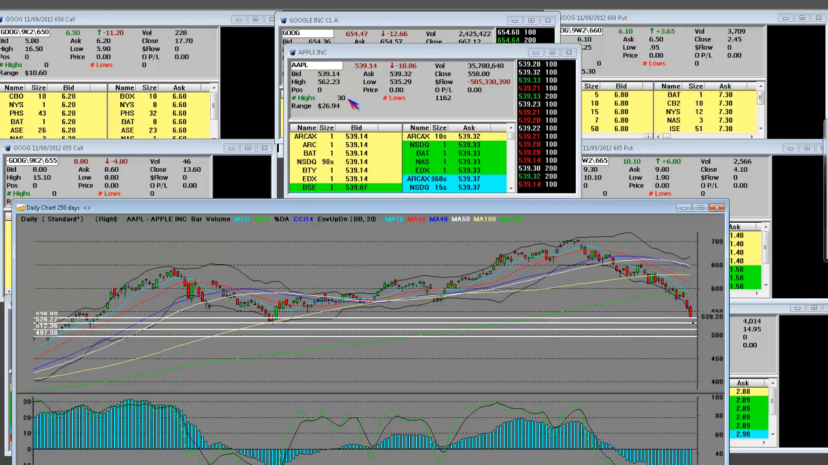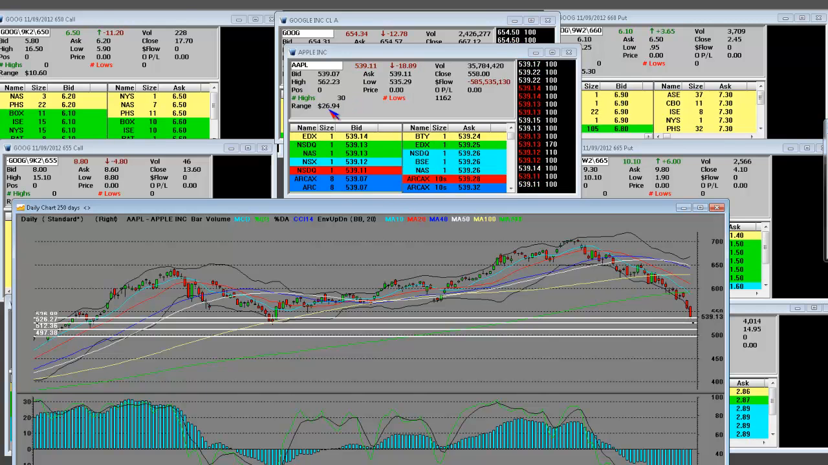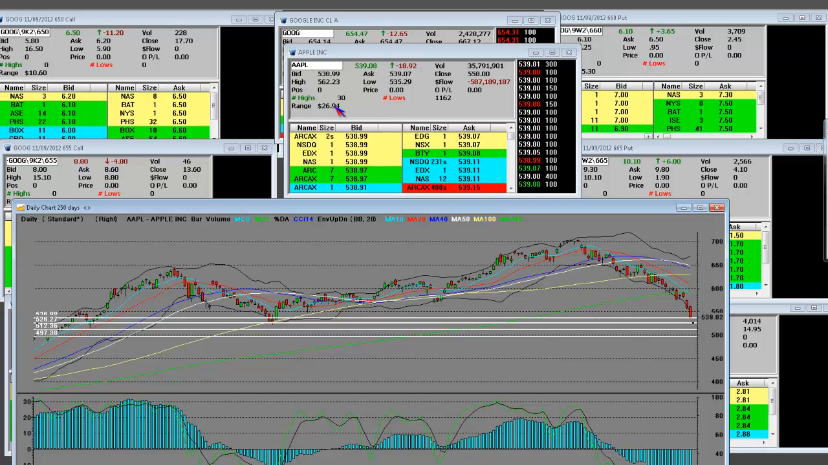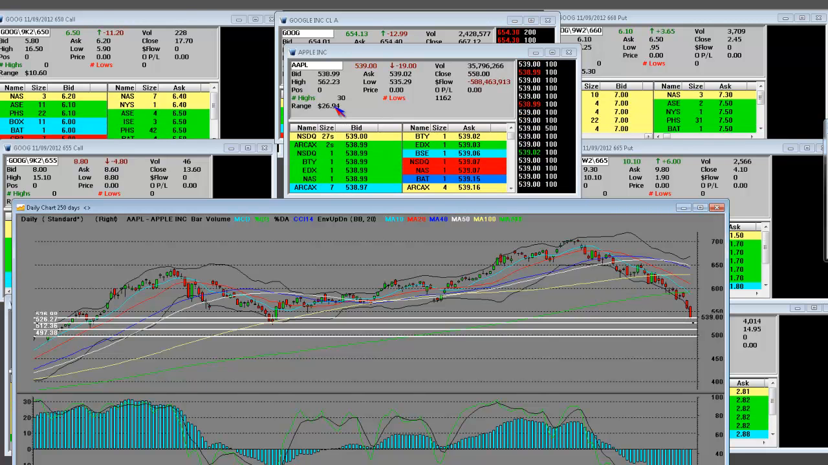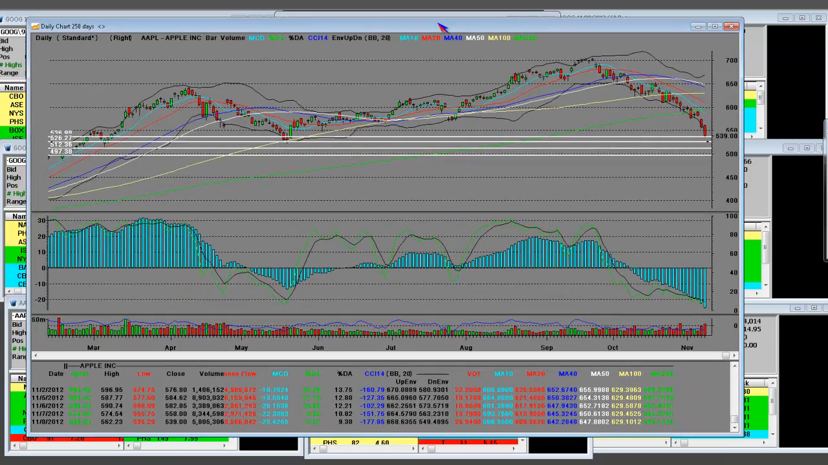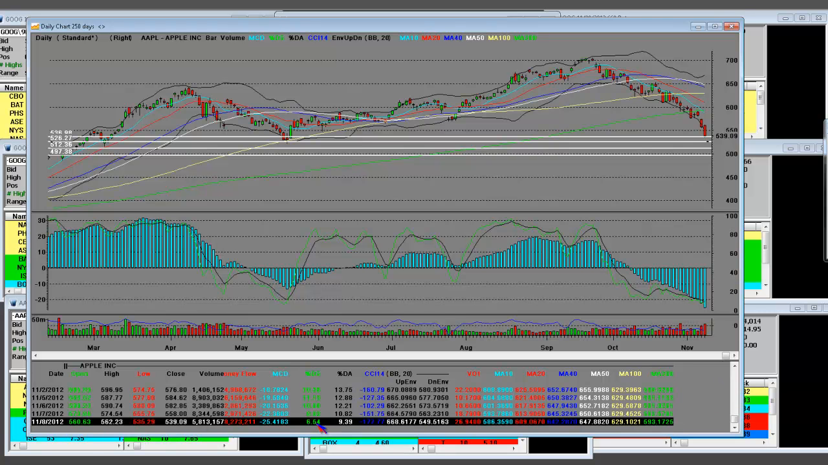1,162 lows and only 30 highs with a $26.94 range here on Apple. And I can tell you here on this daily chart right now that we are at levels that we haven't seen this oversold level on a daily chart in many years. Not since back in the financial crisis of 2008.